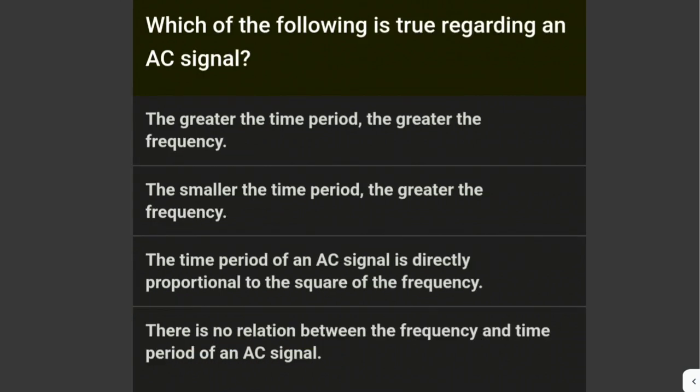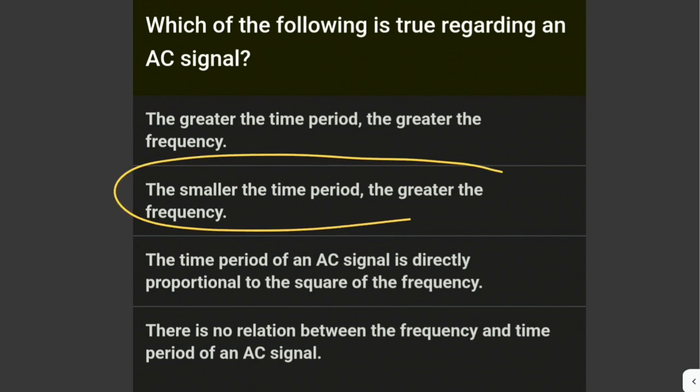Which of the following is true regarding an AC signal? The greater the time period, the greater the frequency. The smaller the time period, the greater the frequency. The time period of an AC signal is directly proportional to the square of the frequency. Or there is no relation between the frequency and time period of an AC signal. So the answer here is the smaller the time period, the greater the frequency.